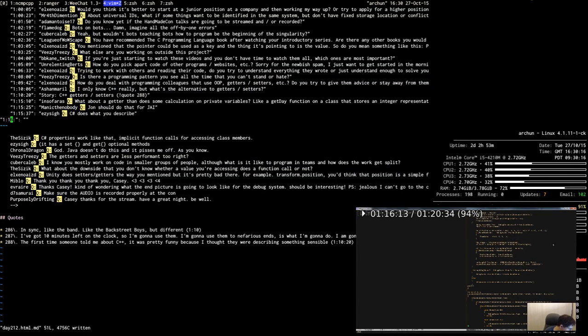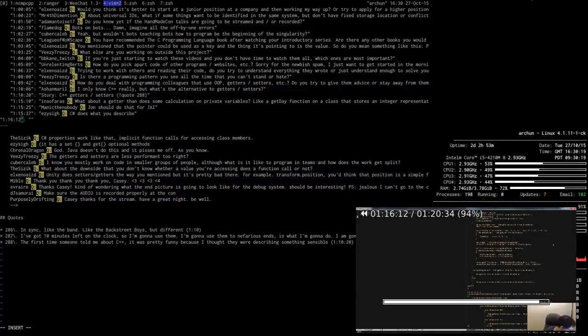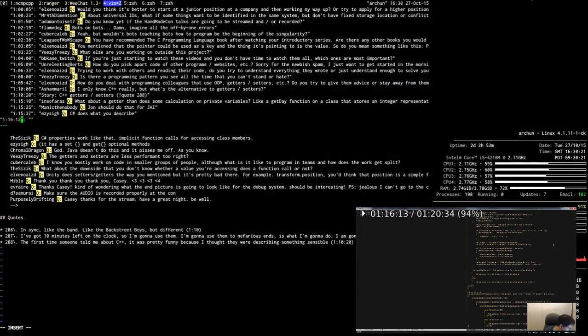The getters and setters are less performant. Easy Treasy, the getters and setters are less performant too, right? Probably not if the compiler knows what it's doing at all.